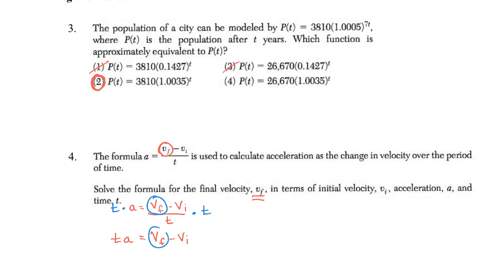Again, I'm trying to get V sub f by itself. How do I do it? Add V sub I to both sides because it's being subtracted. So what does that give me as my final answer? T times A plus V sub I gives me V sub f. I have V sub f on its own. That is my final answer.